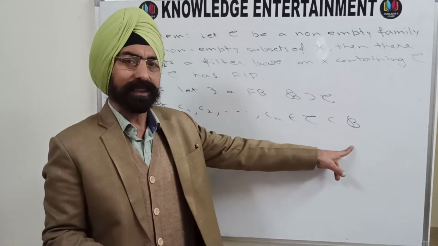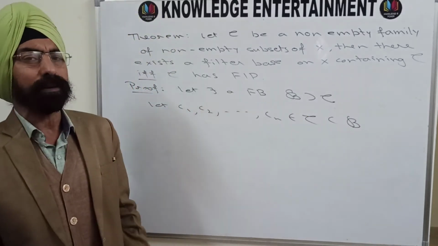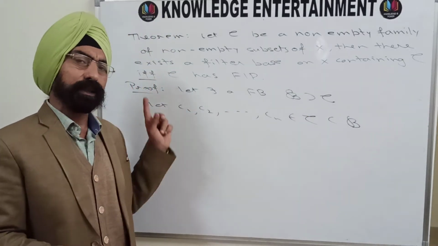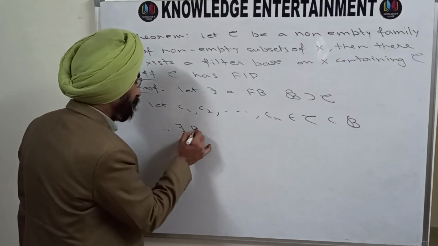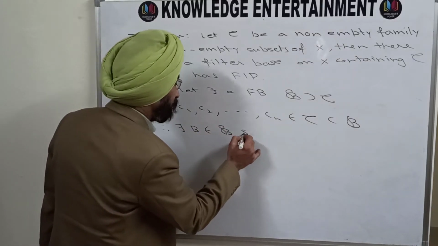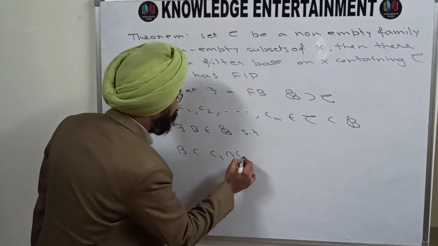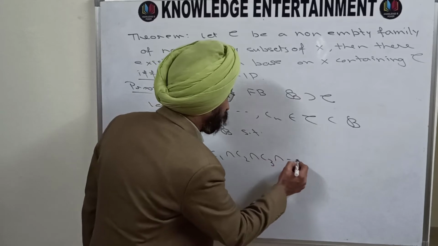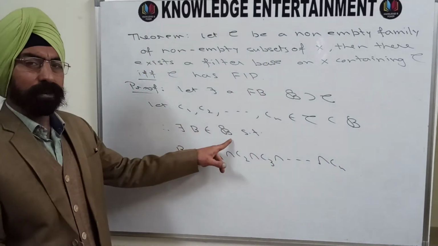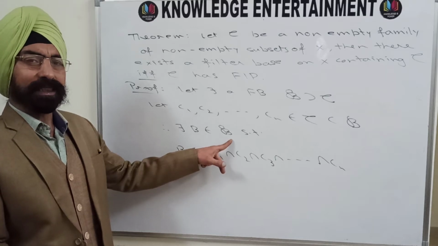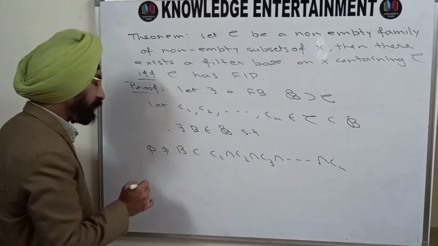And B is a filter base. If there are a finite number of members of B, then there exists another member B of the filter base, which is a subset of the intersection of these. So therefore, there exists B in the filter base such that this B is a subset of C1 intersection C2 intersection C3 and so on intersection Cn. Now this B is a member of the filter base, and a filter base contains non-empty sets. So this B cannot be empty. This is a non-empty set.